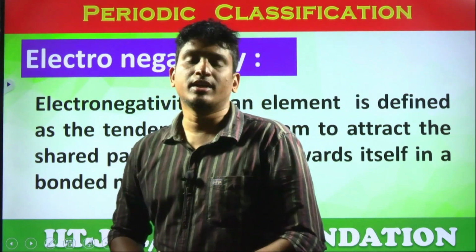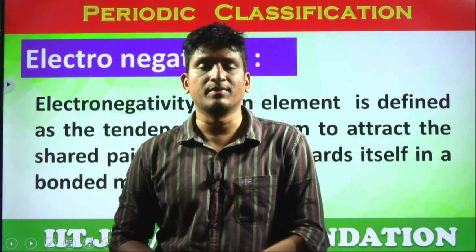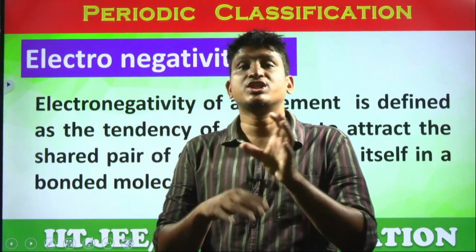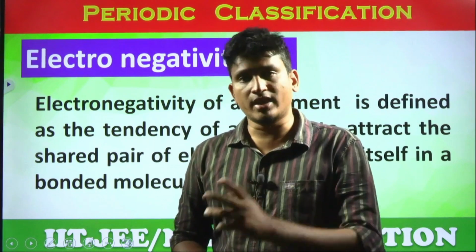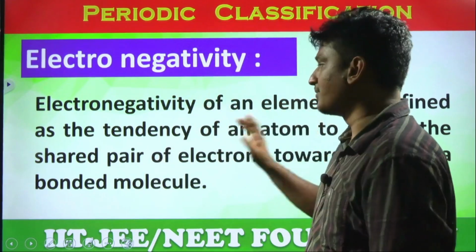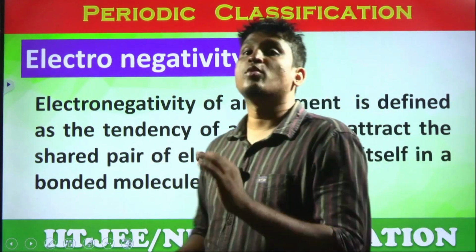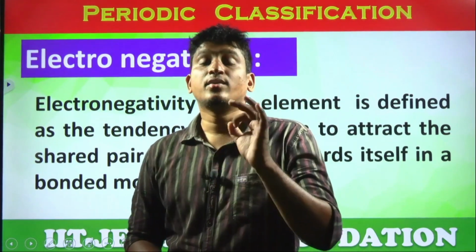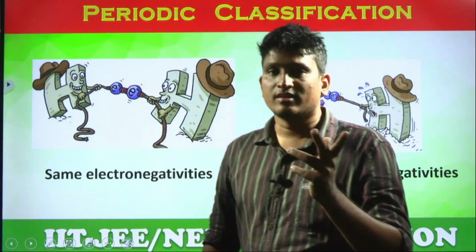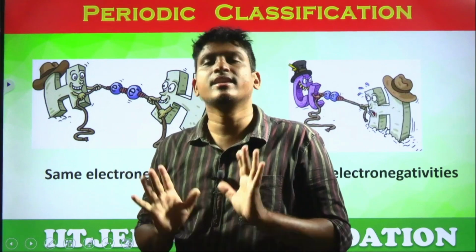What is electronegativity? Electronegativity is calculated for covalent molecules, that means the atoms which are bonded by sharing the electrons. Yes or no? So what is electronegativity? The tendency of an atom to attract the sharing pair of electrons towards itself in a bonded molecule is called electronegativity. It is not gaining or losing. It is the tendency to attract the electrons. That's it. That is electronegativity.